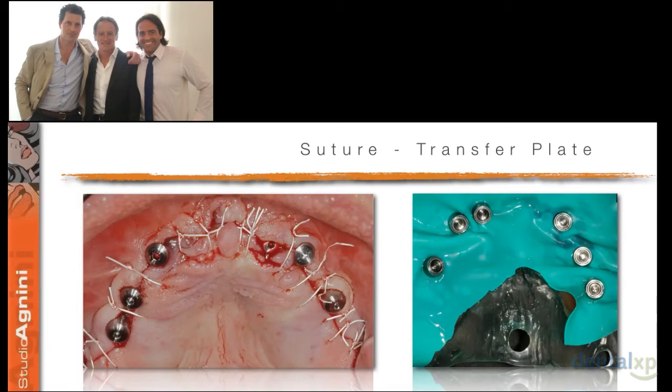And you see here on the right side the transfer plate outside of the mouth, and you see that we took the final implant position, and we are going to give it to Luca. So it's important also to evaluate from here, on the left picture, the importance of having keratinized tissue on the vestibular side, that we know is always important to have.